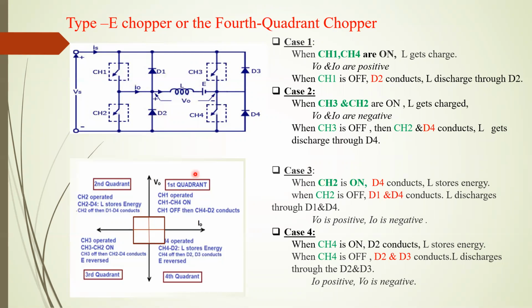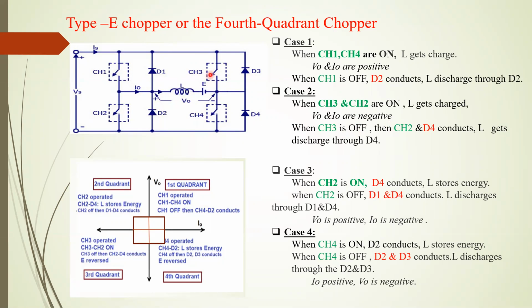And next, in the case 2, we can observe here. Now we will operate CH3 and CH2. When chopper 3 and chopper 2 are on, the supply voltage Vs is applied to the circuit. Then the path is Vs plus to chopper 3 to load to chopper 2, and it completes the circuit path. Then in this, V0 and I0 are negative.